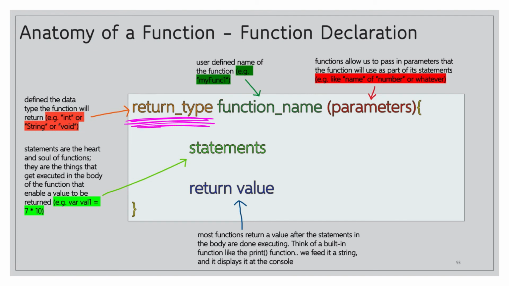We're going to start with return type. This defines the data type the function will return. You might see it as int for integer, void. Void is the type that returns nothing. String to return a string. Then we have a function name, moving to the right. This is a user-defined name. You can call it what you will.